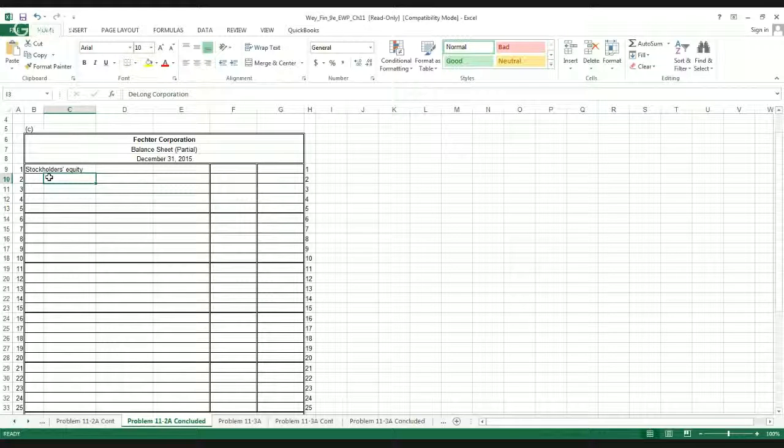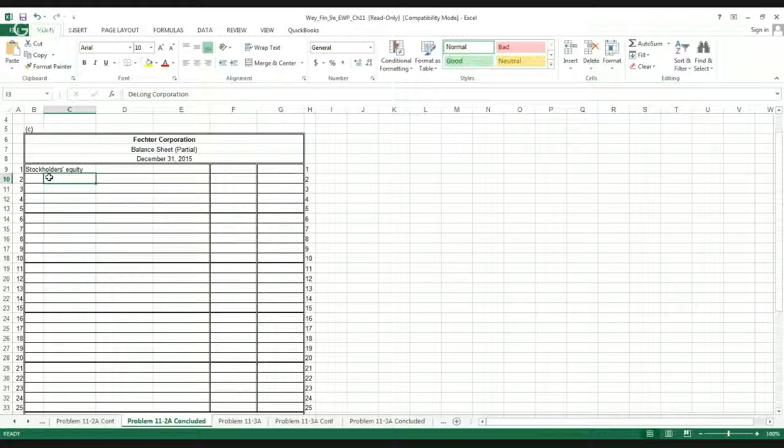On March 1st, they purchased 5,000 shares at $8 a share. June 1st, they sold 1,000 shares at $12 per share. Then September 1st, they sold 2,000 shares at $10 per share. And December 1st, they sold 1,000 shares at $7 per share. Now, Fector Corporation used the cost method of accounting for treasury stock. And in 2015, the company reported a net income of $30,000. So we're asked to prepare the stockholders' equity section for Fector Corporation at December 31st, 2015.